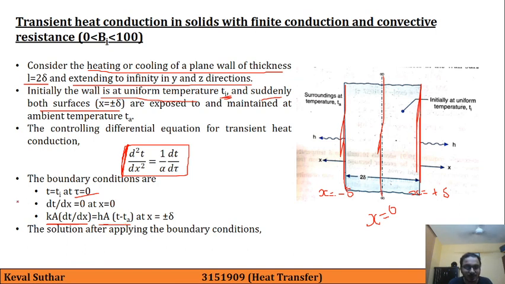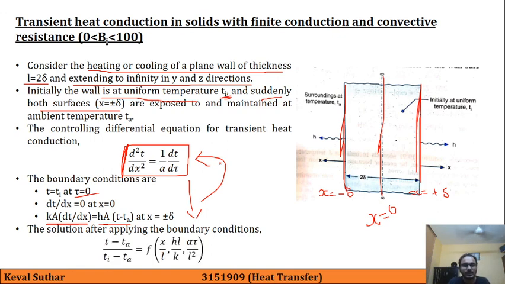So when we apply these boundary conditions on this differential equation, we will get this temperature profile, that T minus TA divided by Ti minus TA is a function of x upon L, hL by K, and alpha tau by L square. As you already know, this is Biot's number and this is Fourier's number. So what is x upon L? x upon L indicates the position of a point at which we need to measure the temperature. Let us say this is total L, and if we need to measure at a particular point, then this is the value of x.